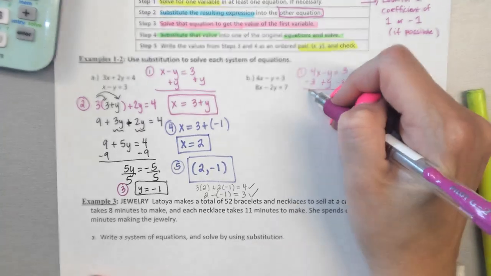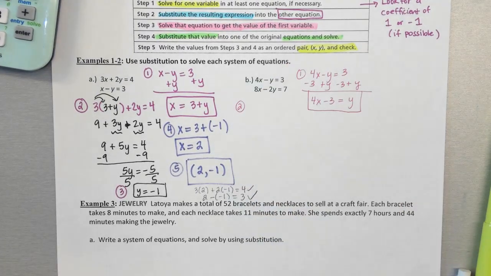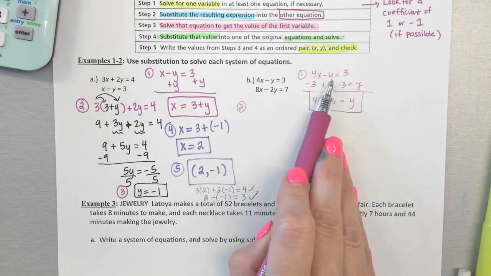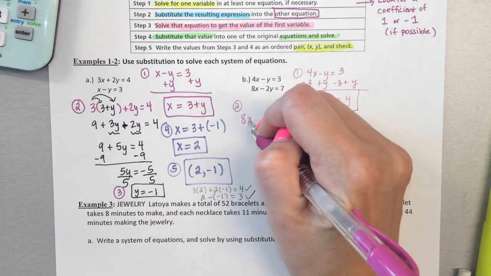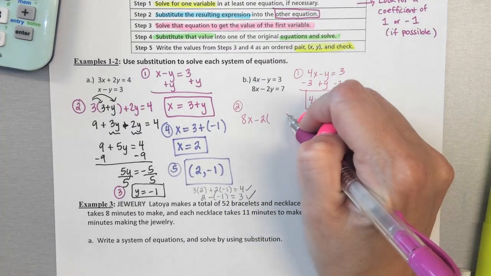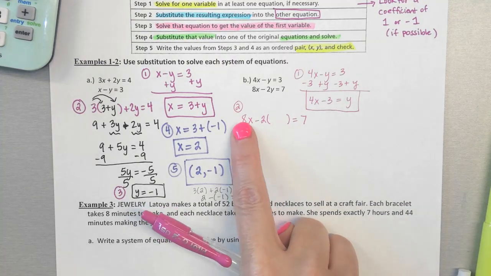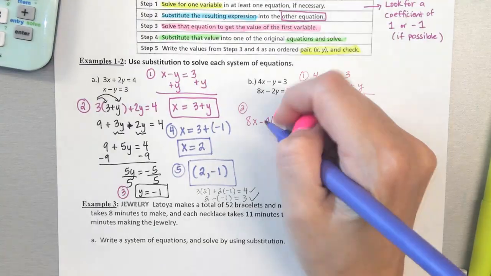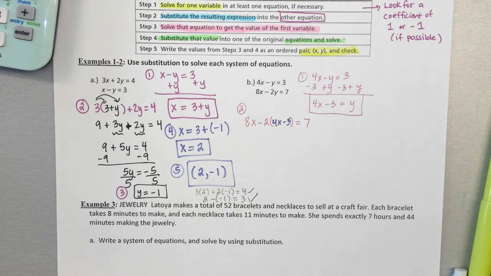Okay, once you find what you're going to substitute in, you have to substitute it into the other equation. So we used 4x minus y for this, so I have to use the second one. So I have 8x minus 2 times y equals 7. And do you see how I set that up? Like I put everything except for what I'm going to substitute in, and then I'm going to do my substitution.